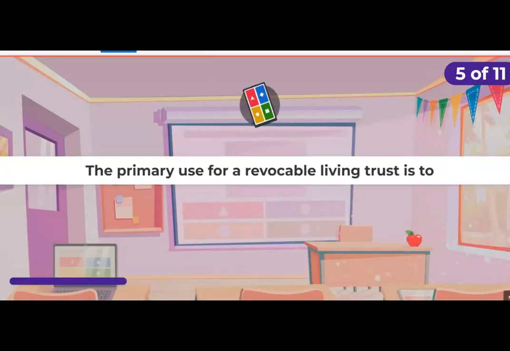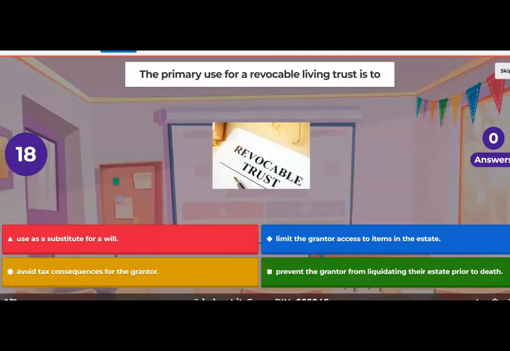The primary use for a revocable living trust is to: A. Use as a substitute for a will. B. Limit the grantor's access to items in the estate. C. Avoid tax consequences for the grantor. D. Prevent the grantor from liquidating their estate prior to death.